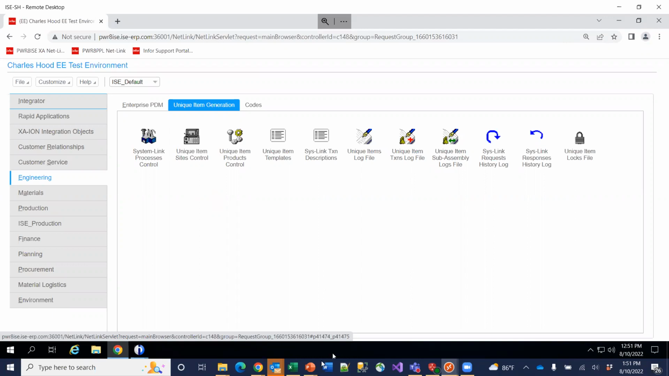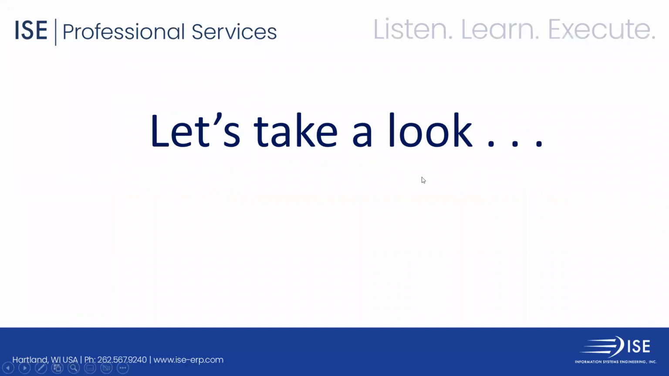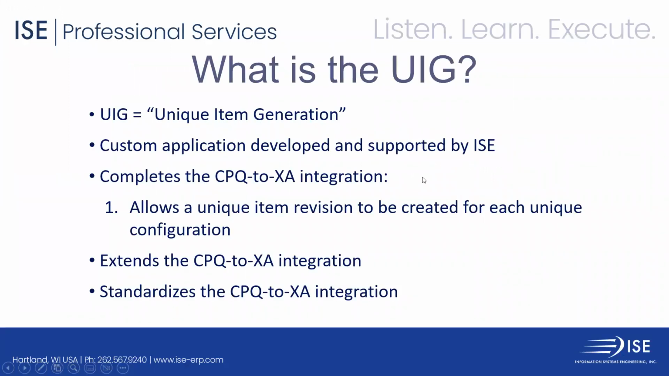All right, I'm going to minimize that. We'll talk a little bit more here. We're on the home stretch for sure. UIG is the short name, the acronym, for the unique item generation product. It is something we developed and support at ISE. It definitely completes the CPQ to XA integration, at least the vanilla form. And again, it allows you to create a unique item revision for each unique configuration.